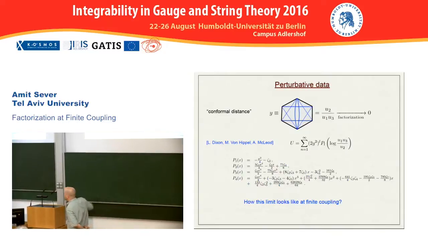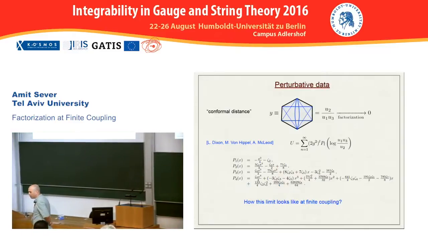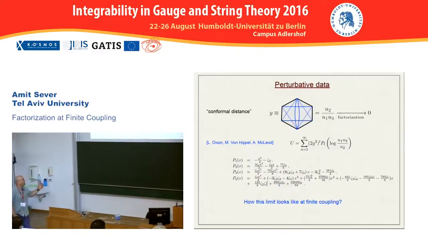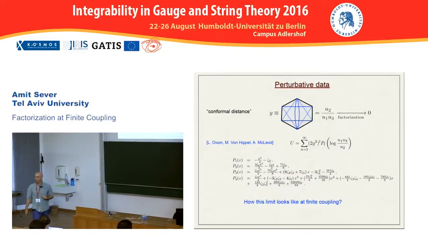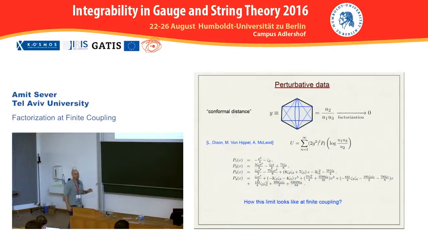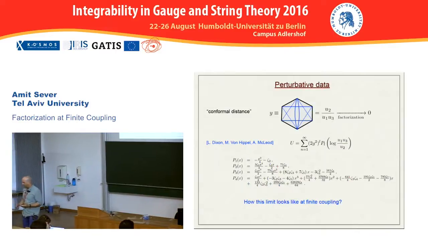This variable x is the log of one of the conformal cross ratios that goes to 0 in the factorization limit. So if we have a prediction, we had better reproduce this perturbative data. Okay? So the first question I want to ask is how this limit looks at finite coupling. Instead of going through the derivation, let me first present the result, understand what it tries to tell us and what the physics is, and then go through the derivation. Okay? So the result that we suggest is the following.